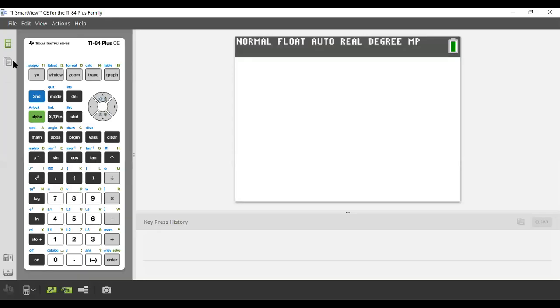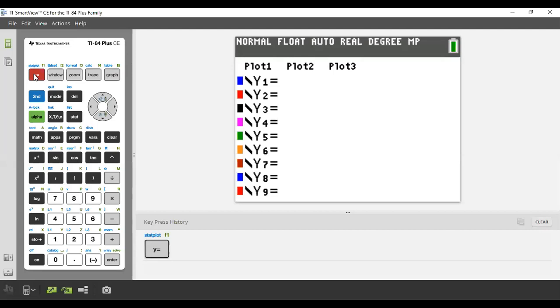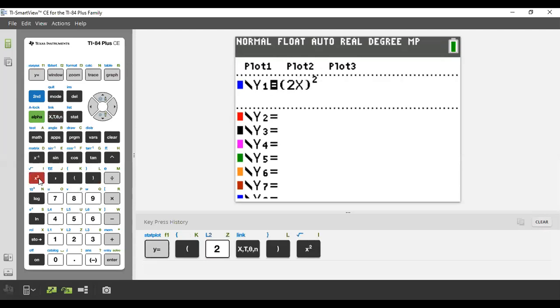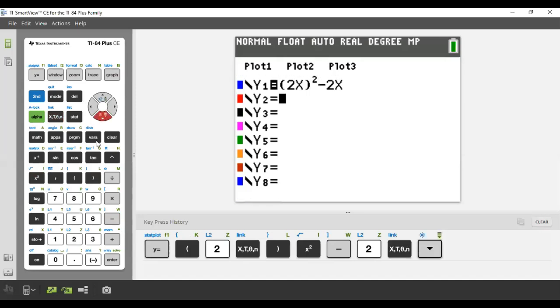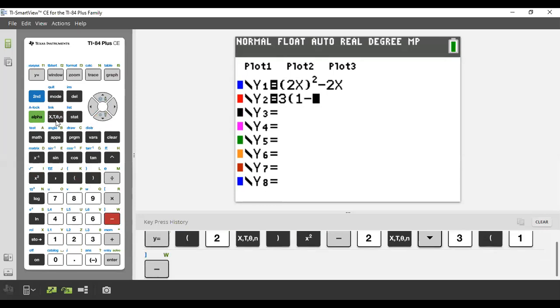From here you would go to Y equals, because that's where you graph, and we're going to put in, in parentheses, 2x squared, and then minus 2x. Then we're going to go down to y2, and we're going to put 3 times 1 minus x.